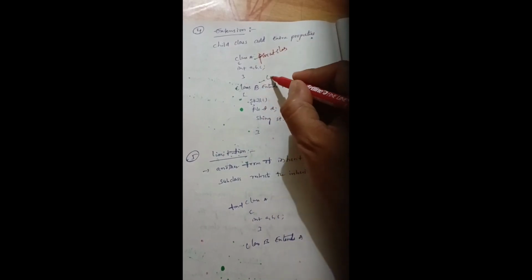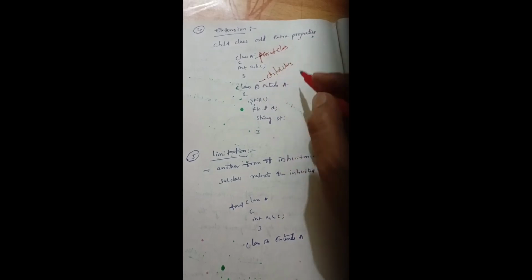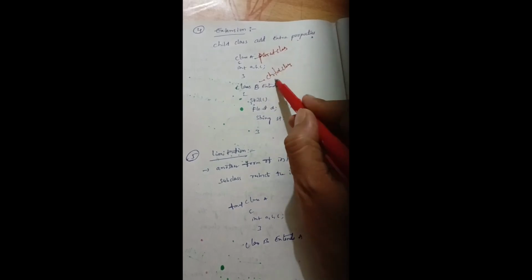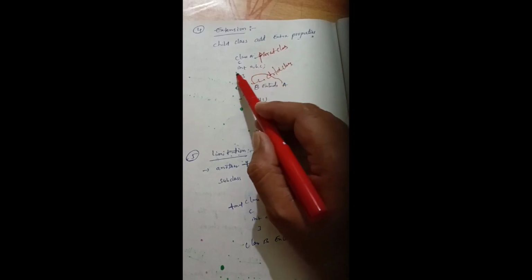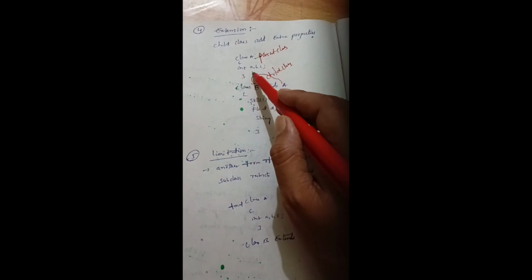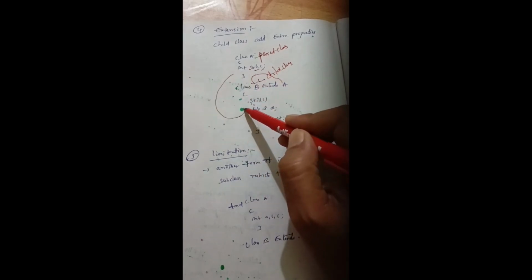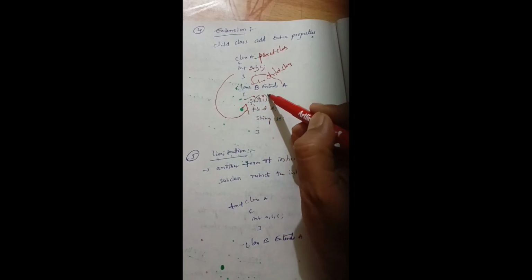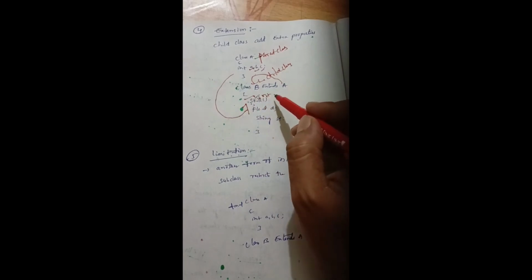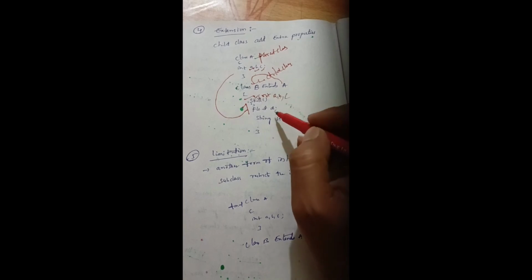B is the child class. Okay. Now we extend A class to B class. How many properties are there in A class? A, B, C. These are already available, because we extended the classes. So A, B, C. Okay.